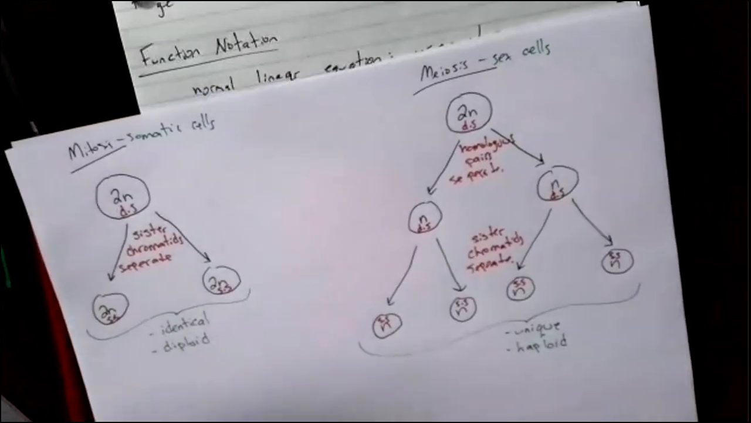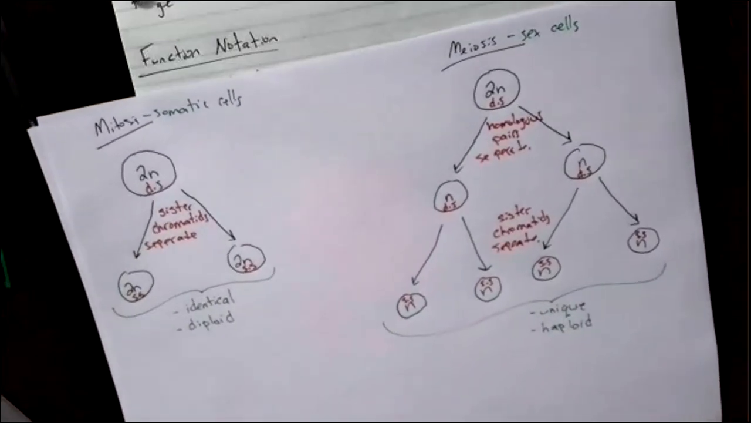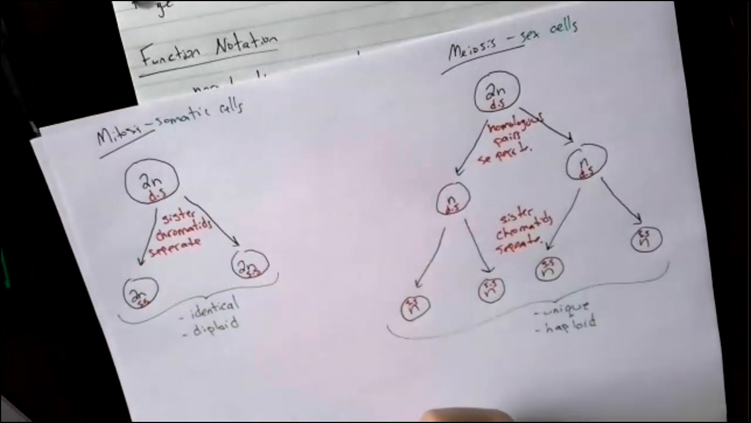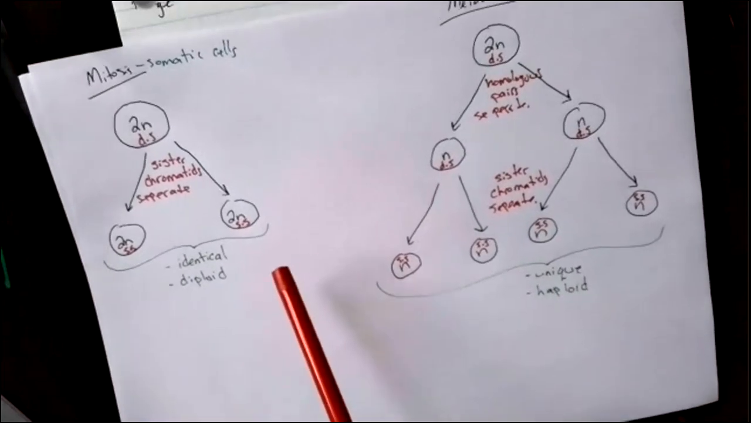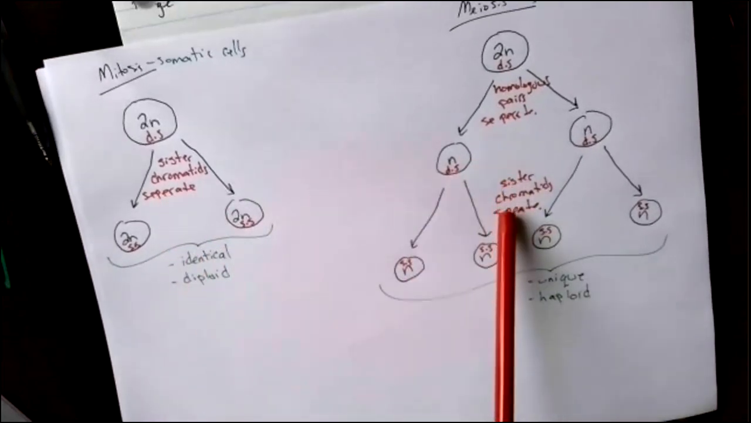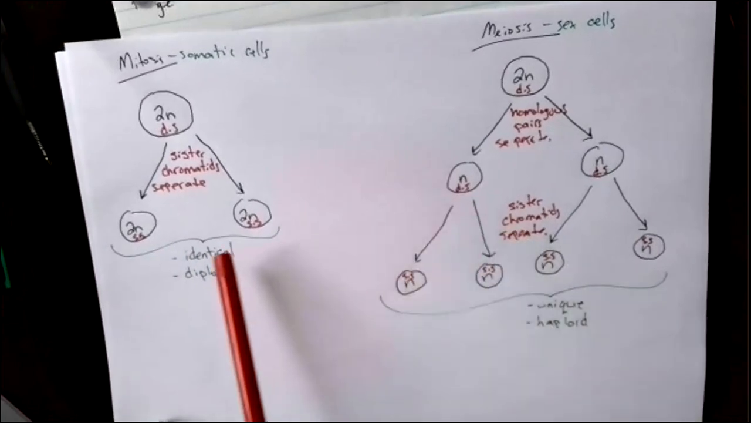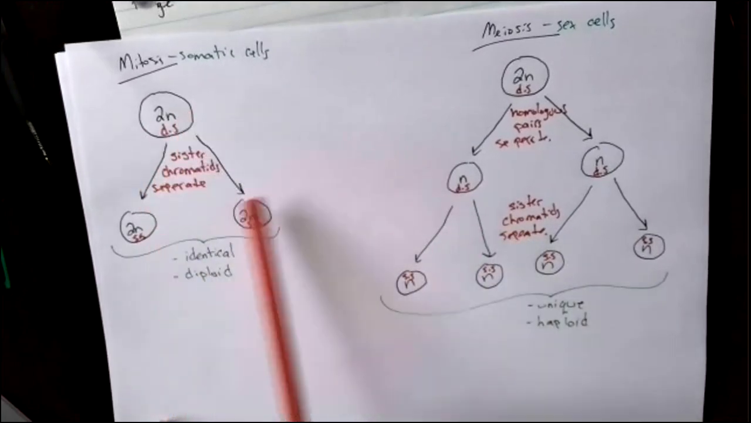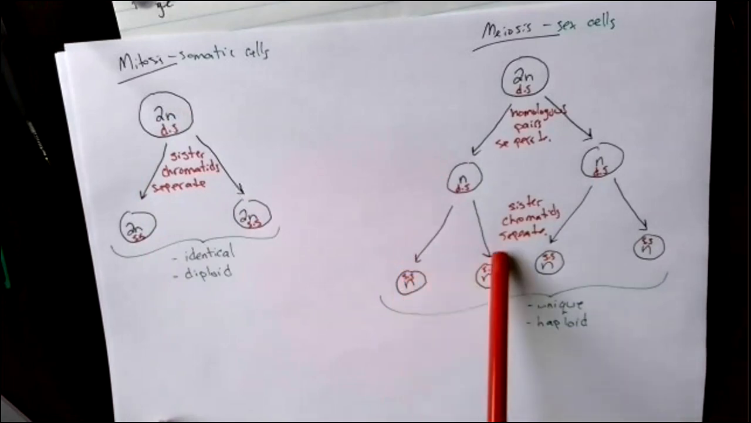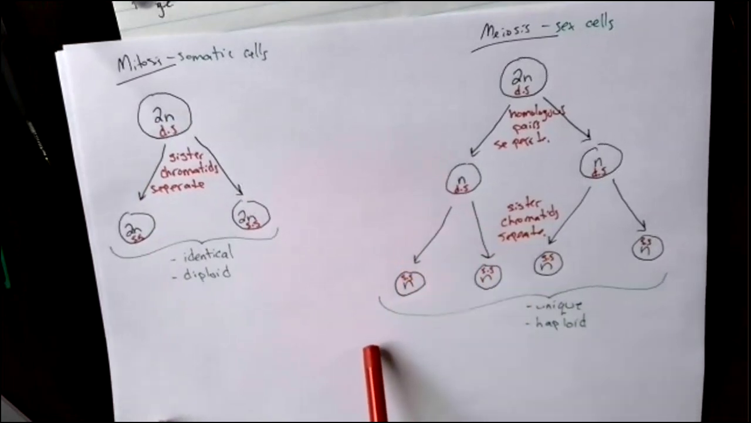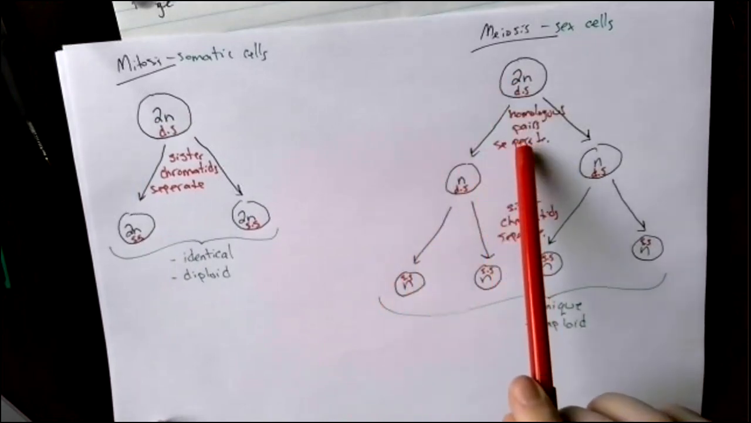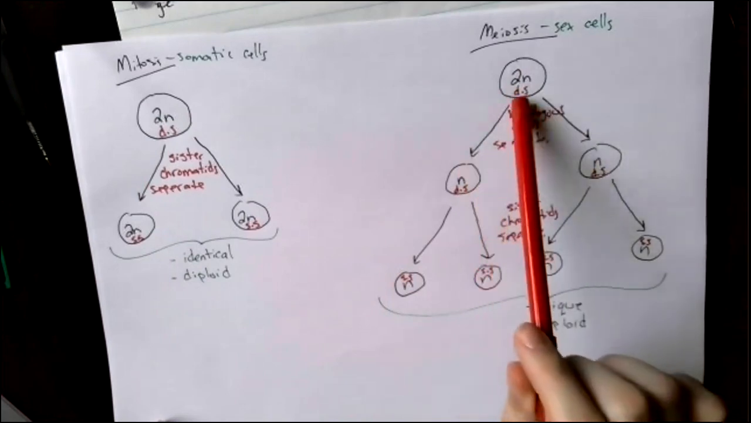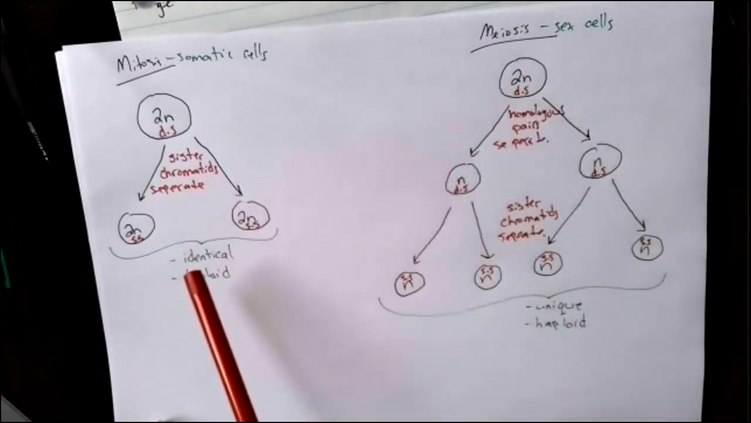And again, this is obviously not showing the entire process here. This is just how we go from double-stranded to single-stranded. If you compare the two, you can see that both times when we separate sister chromatids, we're going from double-stranded to single-stranded. The only time we go from diploid to haploid is when we separate homologous pairs, which only happens in meiosis. It doesn't happen at all in mitosis, which is why that stays diploid the whole time.